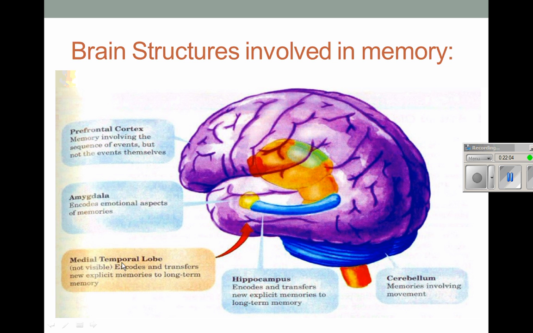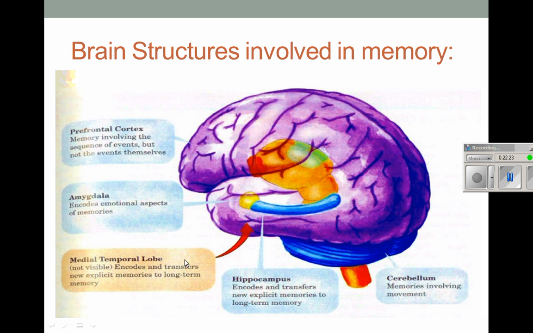All right, your temporal lobe doesn't just deal with hearing. It helps encode and transfer explicit memories into long-term memory as well. This might be because you hear things, all right? Some people that are more auditory learners, right, this really helps them the most.